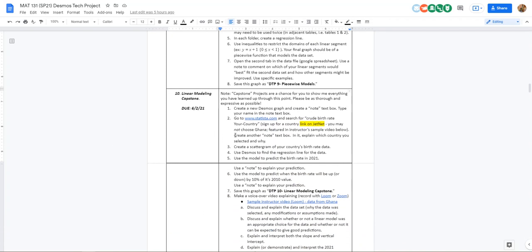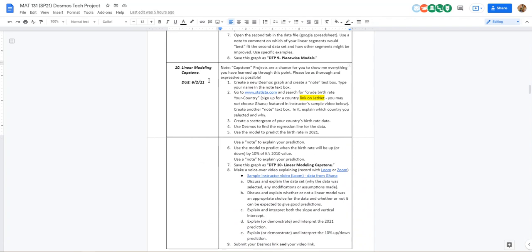Let's take a look now at project number 10. This is our linear modeling capstone. I just added a note to the top of it. The capstone projects are your chance to show me everything you know up through this point, so you want to be as thorough as possible.